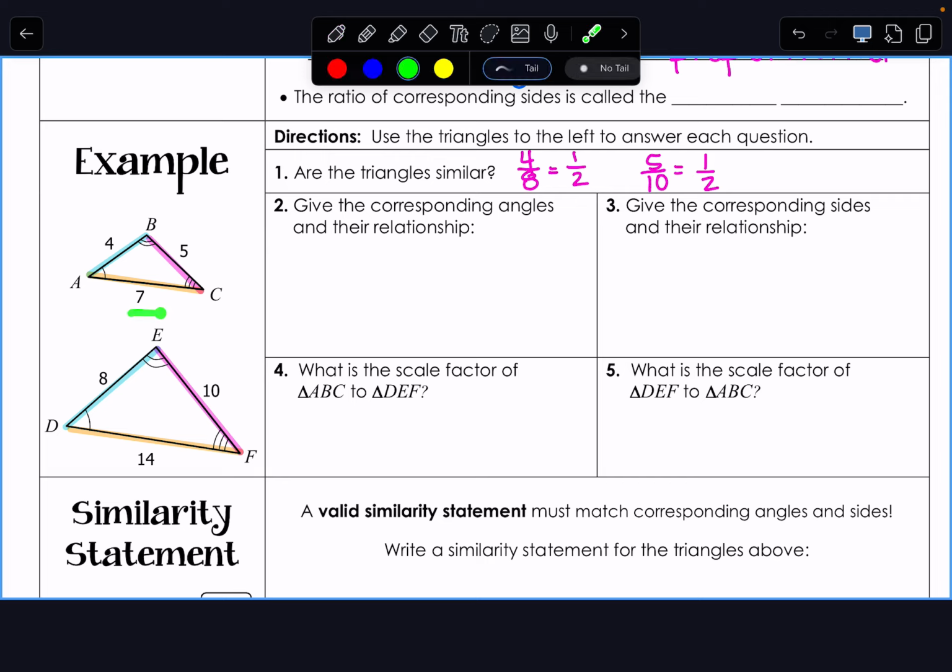If 7 is in the small triangle, what side does it correspond with? 14. So we're going to write 7 over 14.